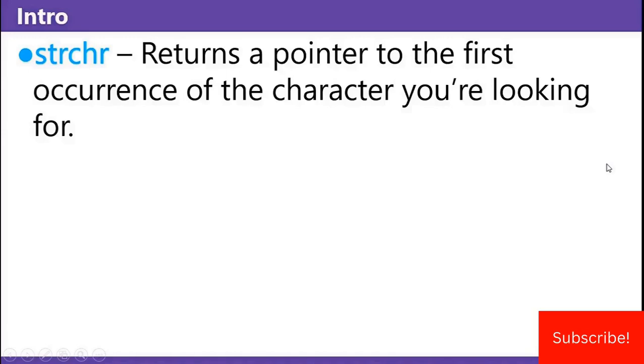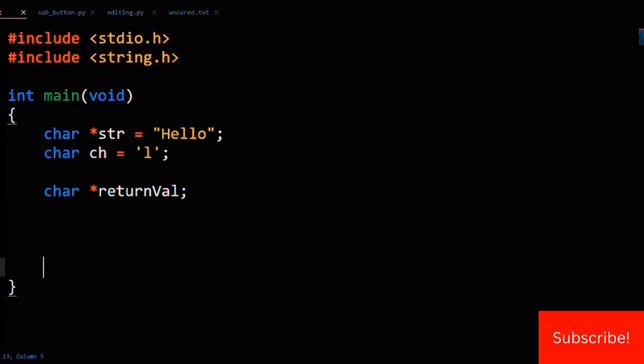Strchr, aside from being fun to say, returns a pointer to the first occurrence of the character you're looking for. This is set up for using strchr: a string hello, a character L, and a pointer to a character for the return value. Then you do return val equals, call strchr, and pass in the string hello and the character L.